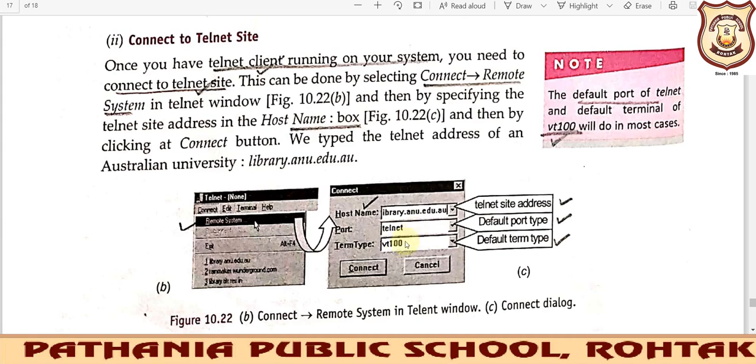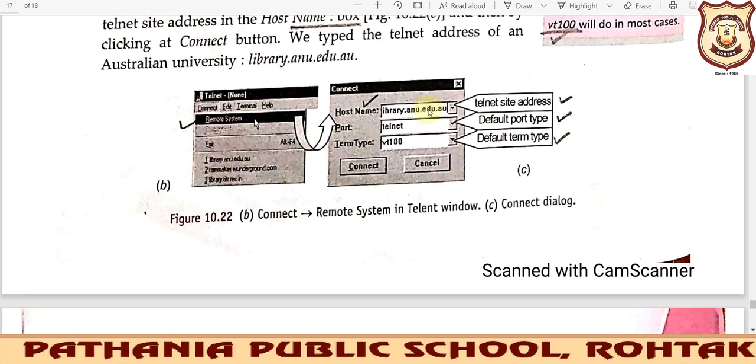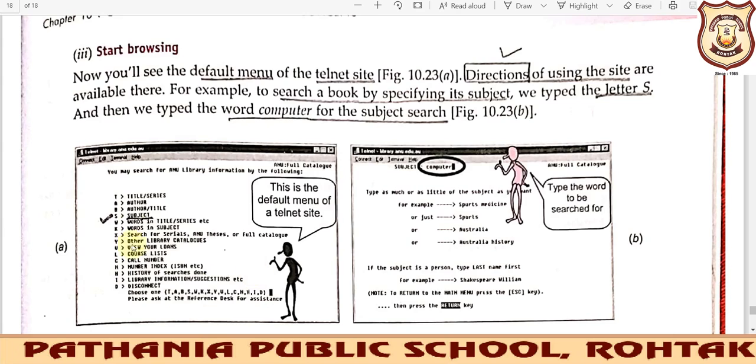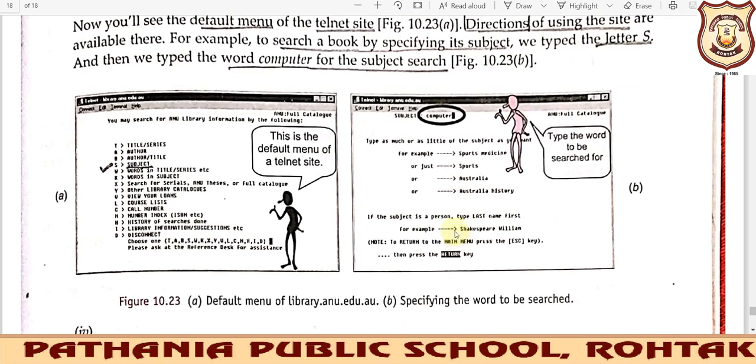The port is telnet and the term type is VT100. These come by default. You just need to type the telnet site address. Once you type it, that particular site will get opened. You will have various options here. If you want to select the subject, you need to press S. When you press S, this particular window will open up, and it will give you further options as to which particular subject book you want to open.